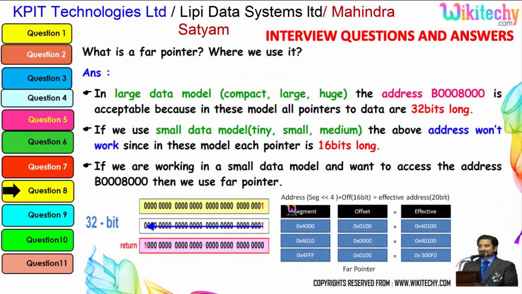Let's move on to the other question, what is a far pointer and where can we use it. In the large data model, the address B000 8000 is acceptable, because in this model, all pointers or data are 32 bits long. So it's compact, large and huge. Whereas in the small data models, tiny, small and medium, the above address won't work, since in these models each pointer is 16 bits long. So if you are working with a small data model and want to access the large data model, you'll be using a far pointer. From here to access here, you'll be using a far pointer.